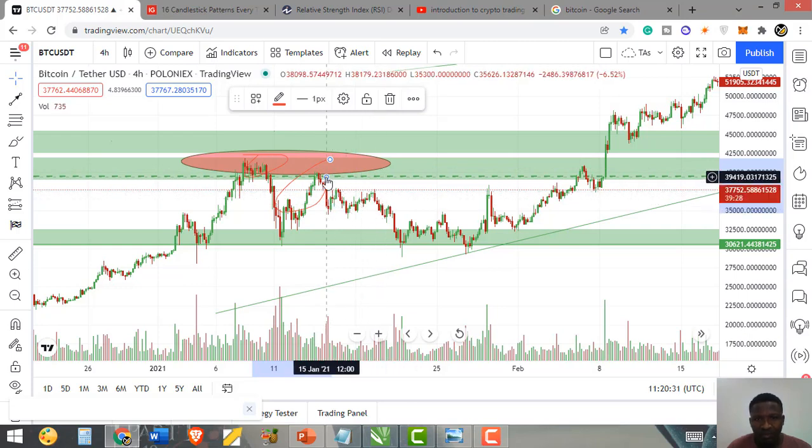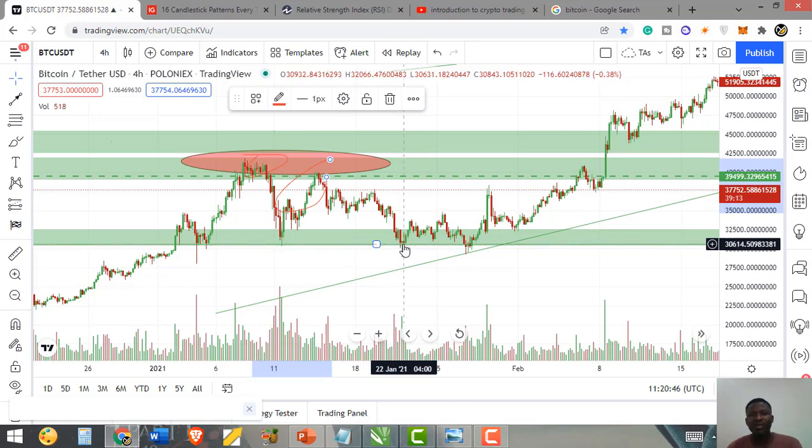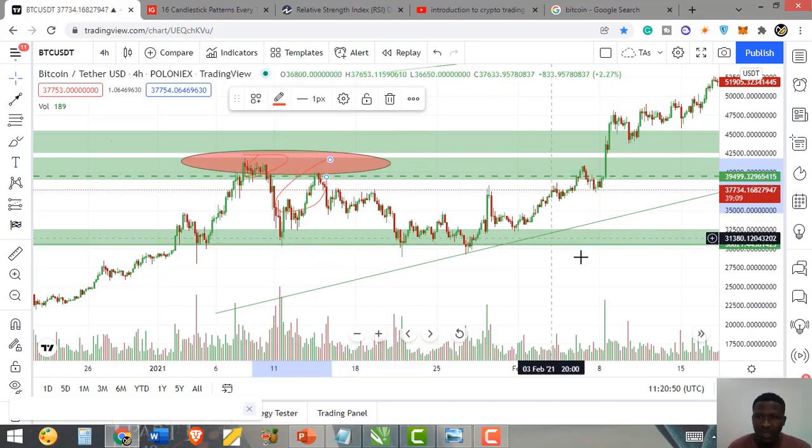And what happened after the formation of this double top? The price of BTC went down from 39,400. You can see it, down to $30,000. So that's a double top pattern.